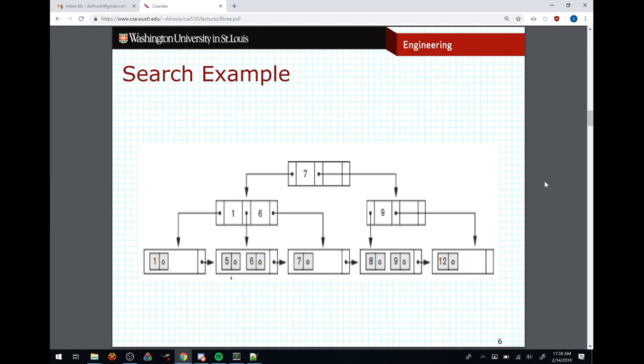Now I've made it to a leaf node. That means that the value that I'm looking for should be in that leaf node, and it is. It's right there. It's not a complicated process.